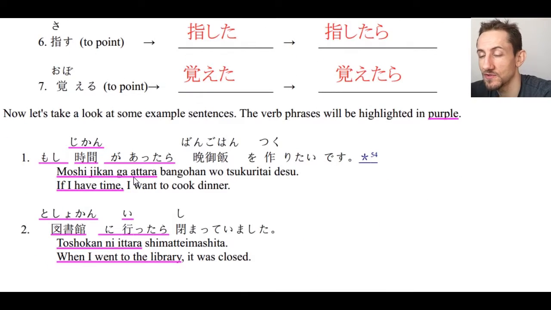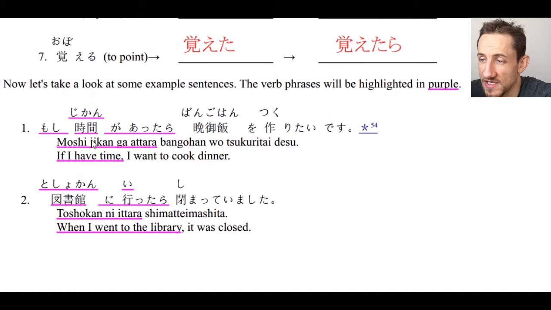So now we'll take a look at some example sentences and we'll see how this works. So here we have number 1. もし時間があったら晩ご飯を作りたいです. So if I have time, I want to cook dinner. You'll also notice this word right here, もし. You'll often see this at the beginning of a conditional sentence. So you don't absolutely need it. You can say 時間があったら晩ご飯を作りたいです. That's fine. But you'll often see もし時間があったら. So this kind of lets the listener know you're going to give some kind of conditional statement.